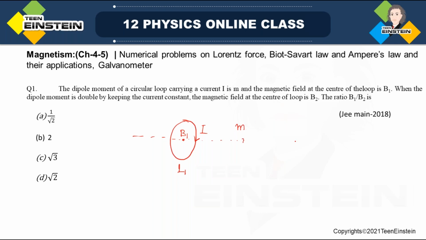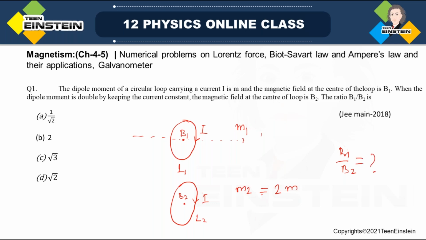Now we have taken another loop, which carries the same current I in the same direction. This is loop 2. In this case, suppose this is M1 and this is M2, which is seen to be twice M, keeping I constant. So what will be B2? That is the question. Suppose the magnetic field at the center of that loop is B2, then you have to find out B1 over B2. So the ratio of B1 to B2 you have to find out.